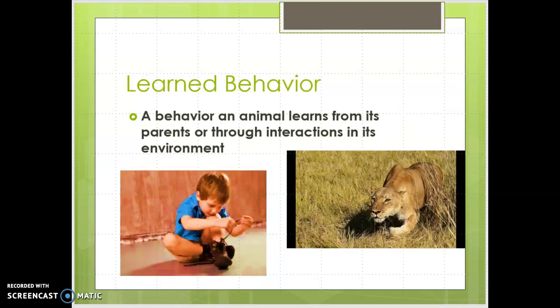Our next word is learned behavior. That's a behavior an animal learns from its parents or through interactions in its environment. So think about, just like we have in the example here, learning to tie your shoe, a lion cub learning how to hunt, learning how to ride a bicycle. Those are all learned behaviors. You don't inherit those naturally. You have to practice and continue trying those things out to be able to repeat that behavior.